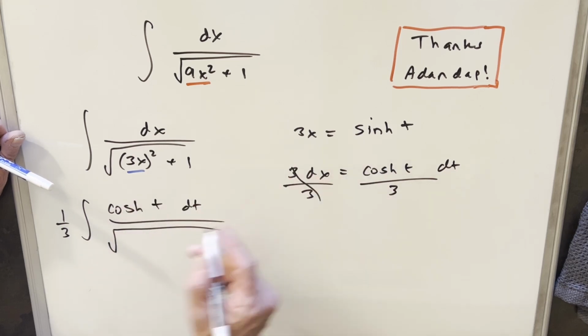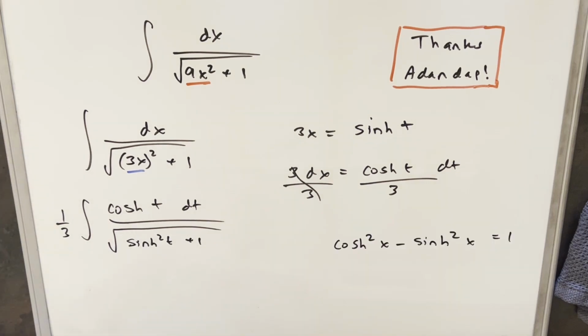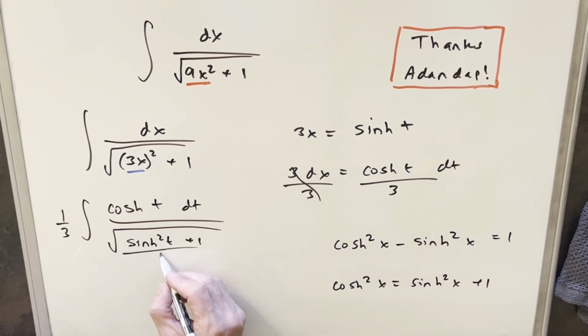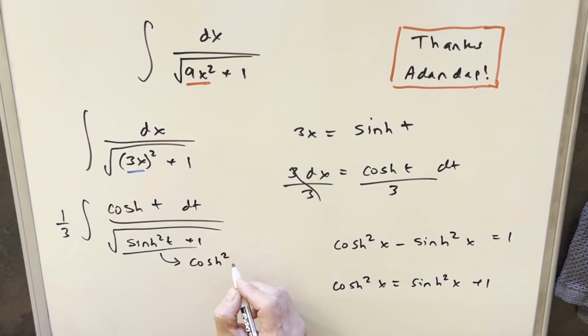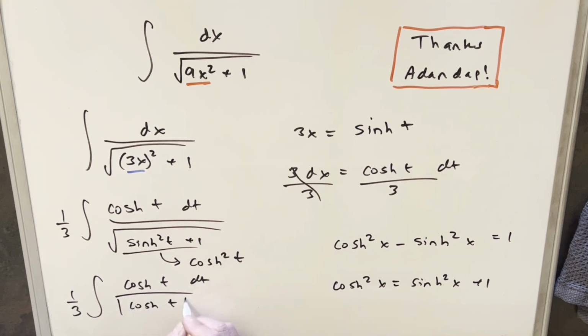And then here 3x is sinh t, so I can write this as sinh squared t plus 1. We have this identity over here to the right that cosh squared minus sinh squared equals 1. Well, if I just add sinh squared on both sides, I get cosh squared t equals sinh squared t plus 1. That's really what we have here. So I can write this as cosh squared t. But this is inside the square root, so when I rewrite this, we'll have our cosh t in the numerator, and then the square root of cosh squared gives me the absolute value of cosh t.